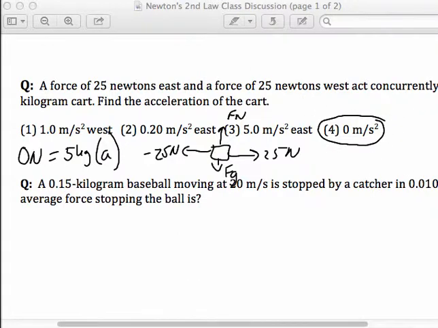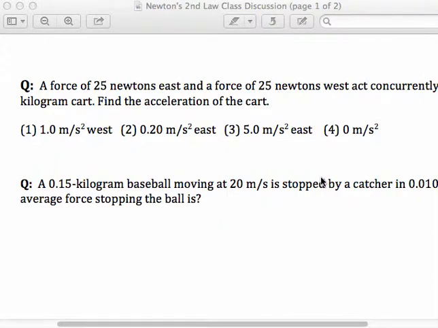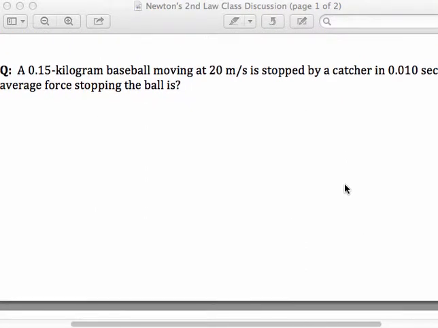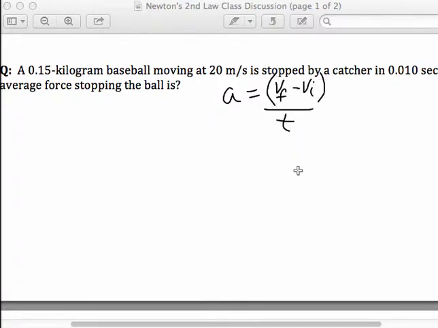Let's do a problem where there would be a potential net force. It says a 0.15 kilogram baseball moving at a speed of 20 meters per second is stopped by a catcher in 0.01 seconds. What is the average force for stopping this ball? This is a little tricky because it's going to involve some of the equations from the last chapter. Does anyone remember how to solve for acceleration? Very good. Assuming this baseball doesn't blow through the catcher and put a hole in his chest, we can assume the ball stops in his mitt, right?